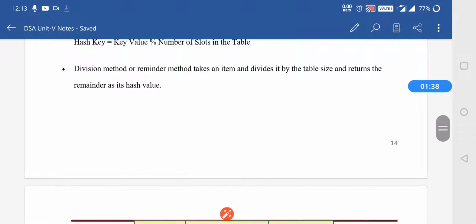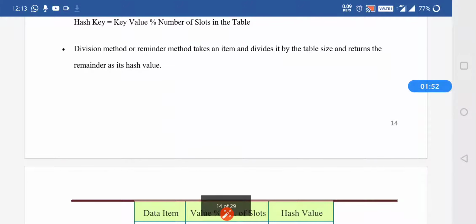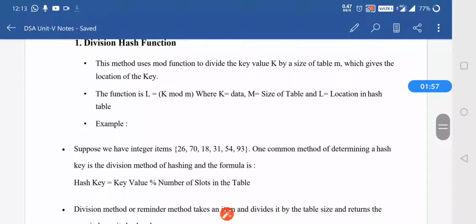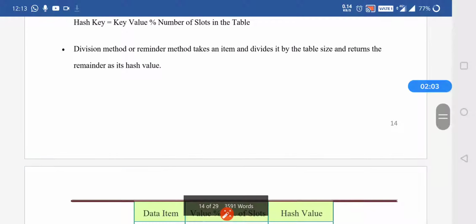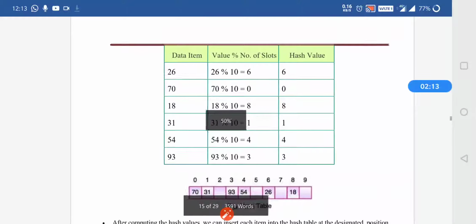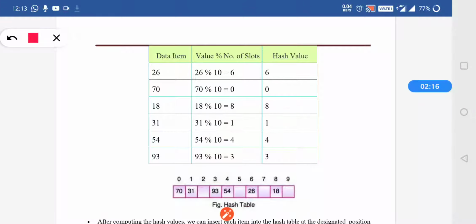So the division method, or we can call it the remainder method, takes the item, divides it by the table size and returns the remainder as the hash value. Whatever remainder we are having, that is nothing but your hash value. So these are the various items we are having: 26, 70, 18, 31, 54 and 93. We have kept these items into our hash table. So this is our hash table where we have stored the items. We can see over here.